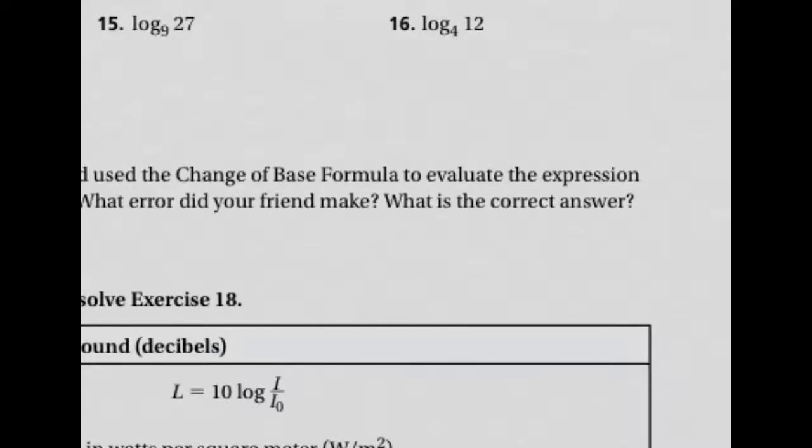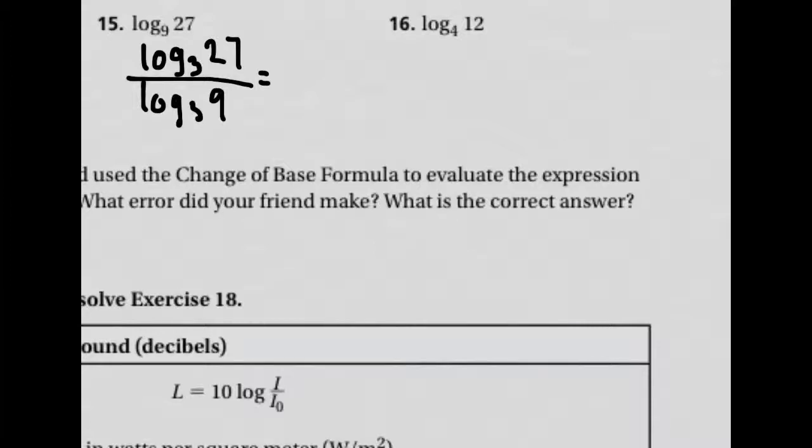Now number 15, log base 9 of 27. We're going to evaluate it using the change of base formula. Look at the 9 and the 27. What number do they have in common that could be the same base for both of them? 3, right? So we can turn it into a quotient of 2 logarithms with base 3. Log base 3 of 27 first in the numerator, and then log base 3 of 9 in the denominator.